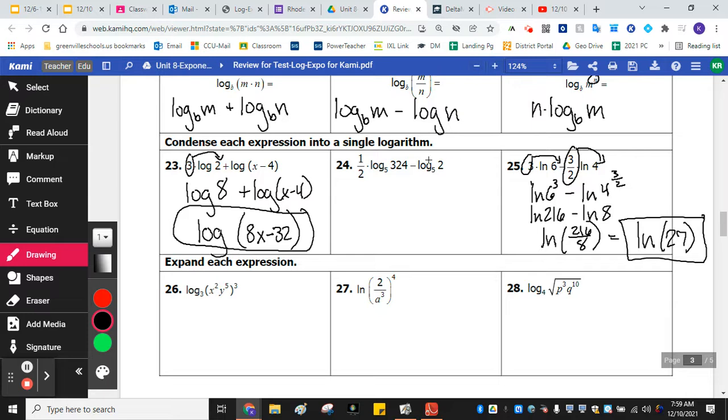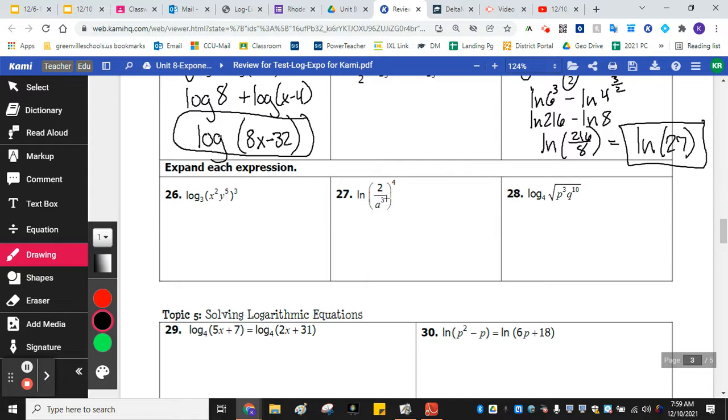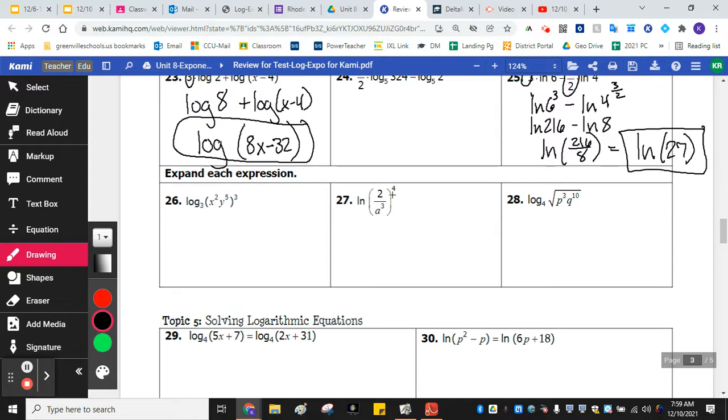Okay, continuing on, we're going to keep going with 27 and expand. So if we're expanding, this 4 needs to go in front of your natural log, or it needs to go to both of them. There are a few answers for this stuff. I'm going to distribute your 4 in and multiply it.